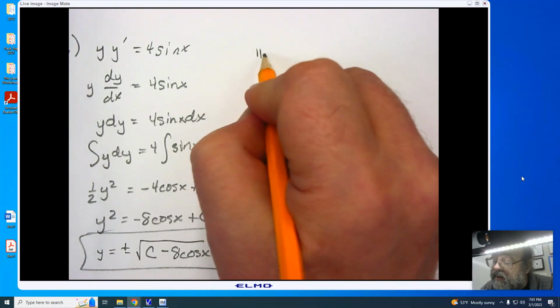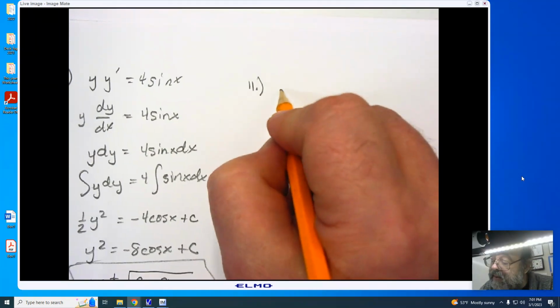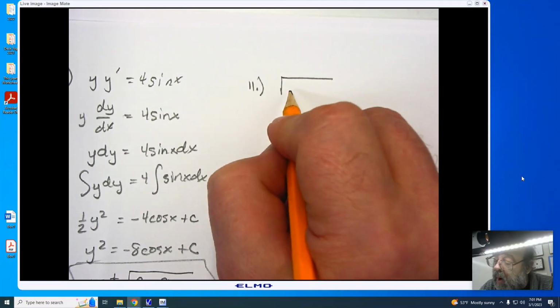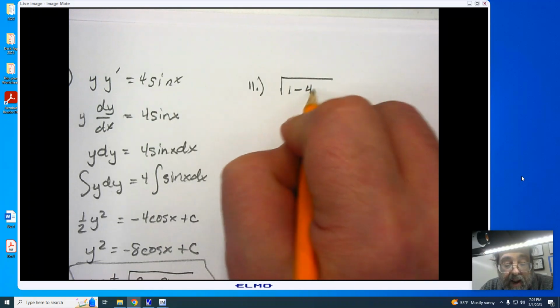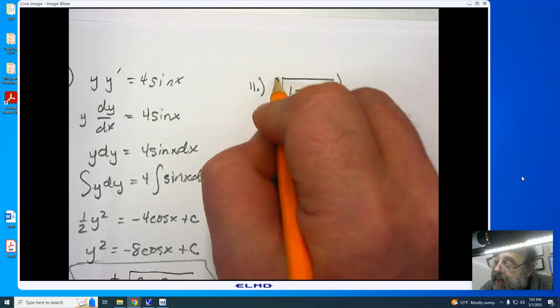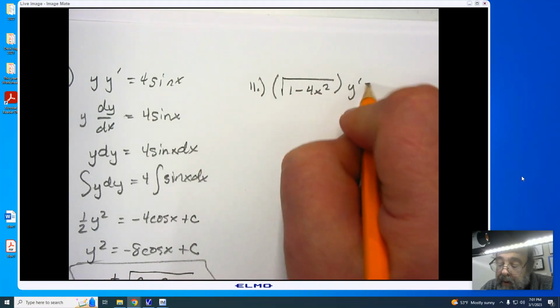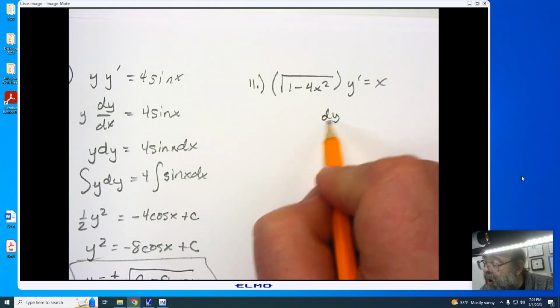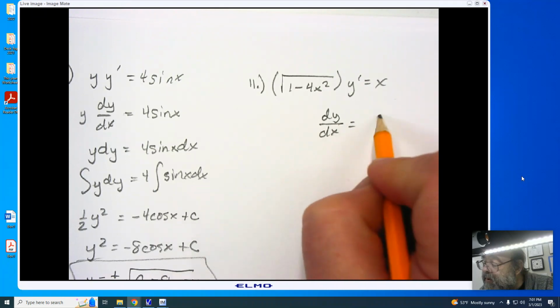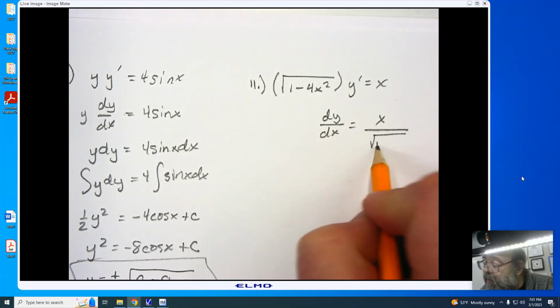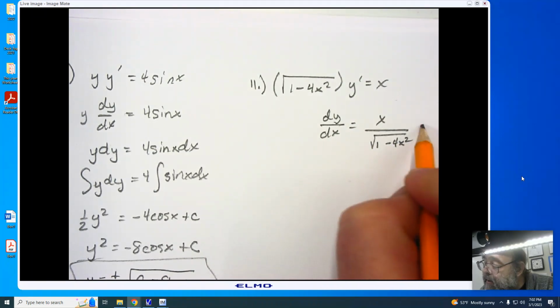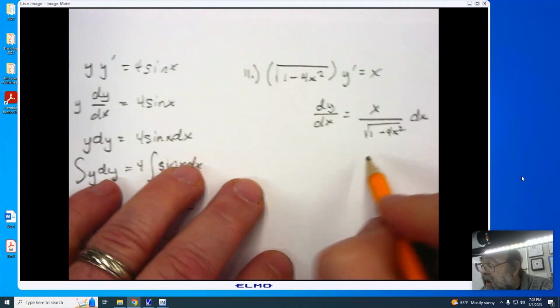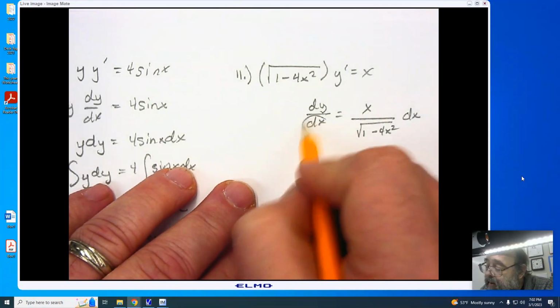Number 11 is next. Number 11 is giving us the square root of 1 minus 4x squared times y prime equal to x. I'm going to move this down to the bottom so that I have dy/dx equal to x over the square root of 1 minus 4x squared. This is going to allow me to move the dx.